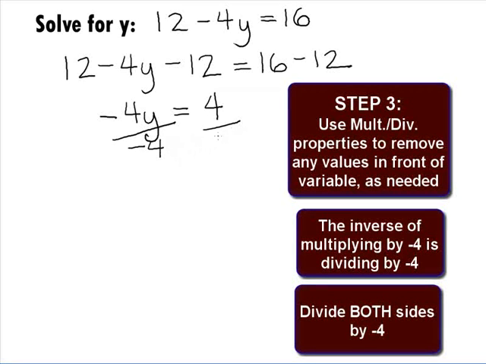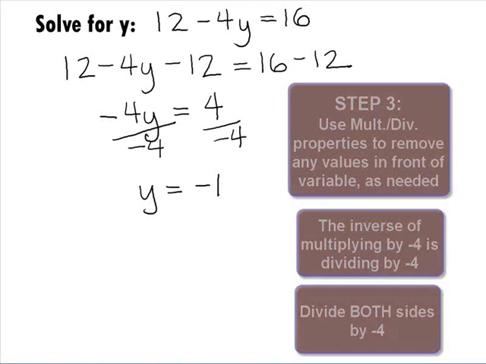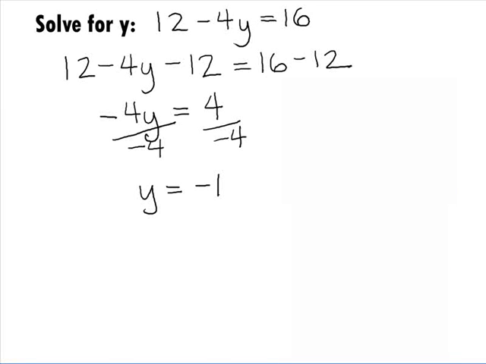When we divide the left side by negative 4, the negative 4's cancel out and we're left with just y. And when we divide the 4 on the right side by negative 4, we end up with negative 1. So our final answer is y equals negative 1.